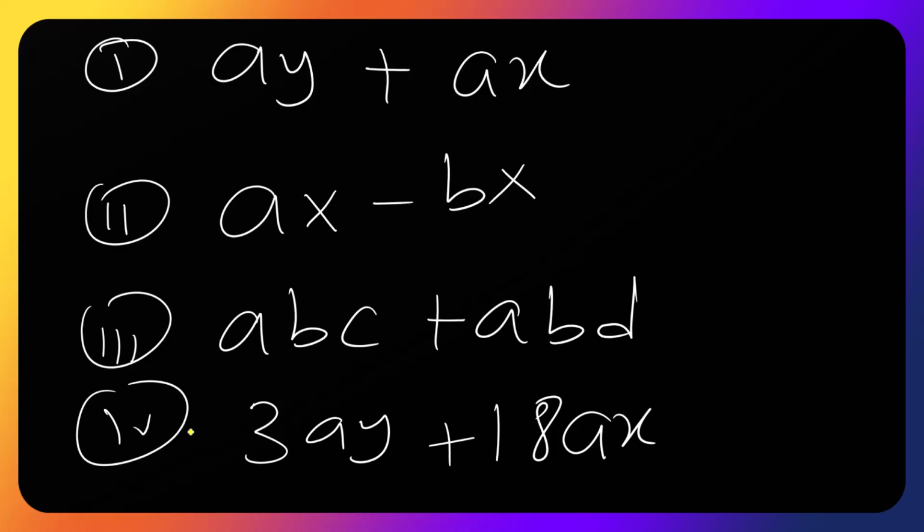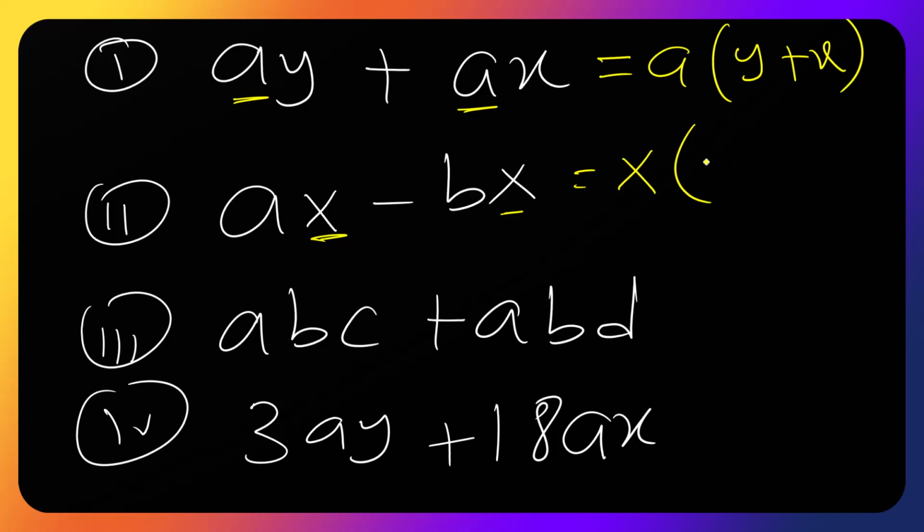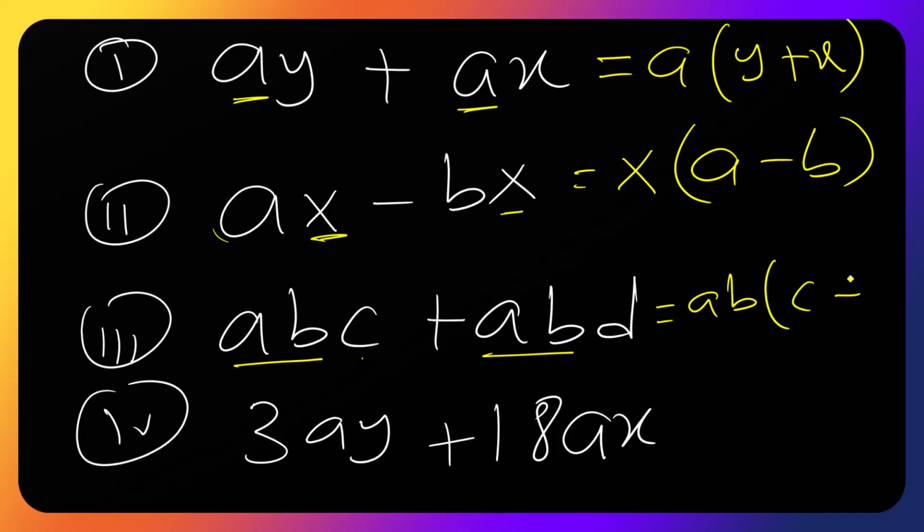So the first one, ay plus ax. We see a as common here, so a out, y plus x, as simple as that. And we have x here, so x out, we have a minus b. Then we have ab out, so we'll have c with ab, and d here, so ab(c plus d).